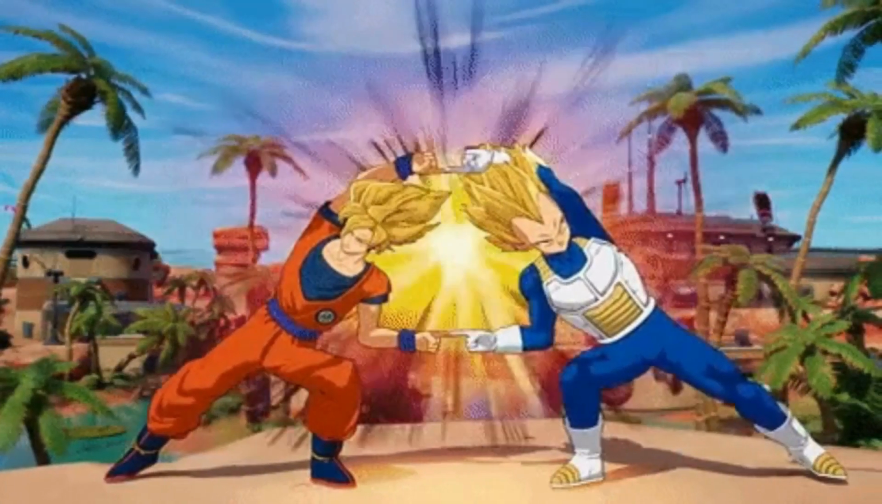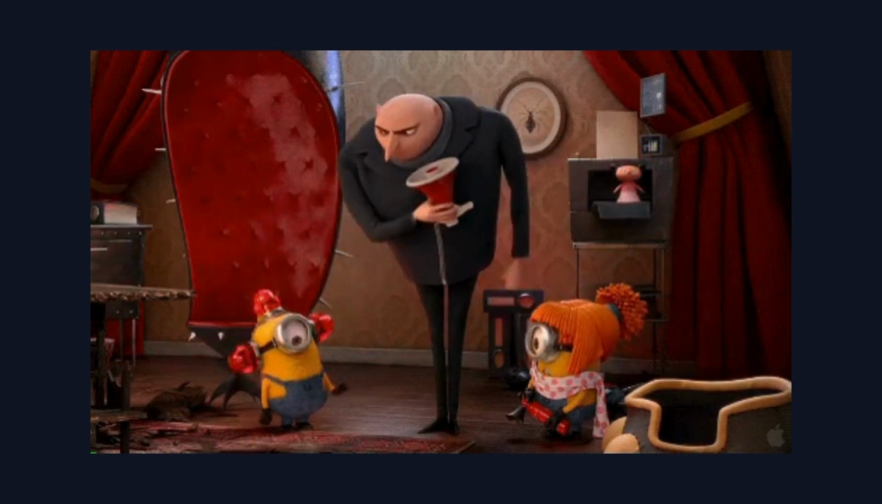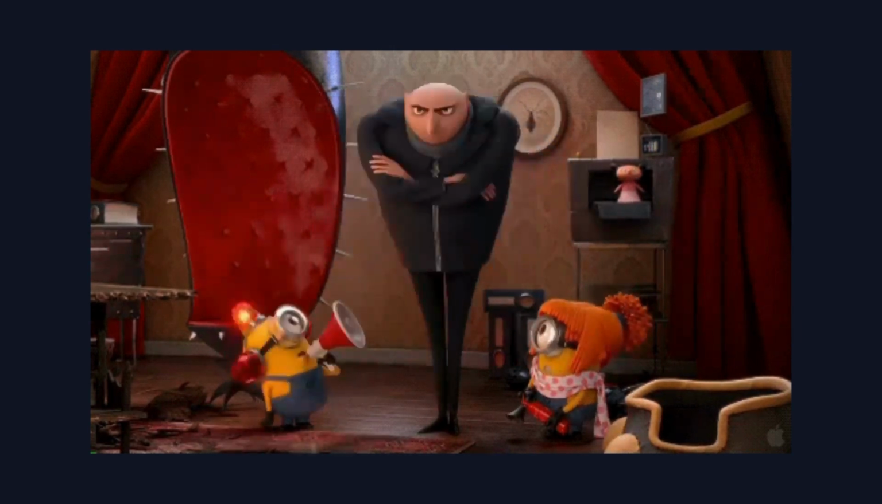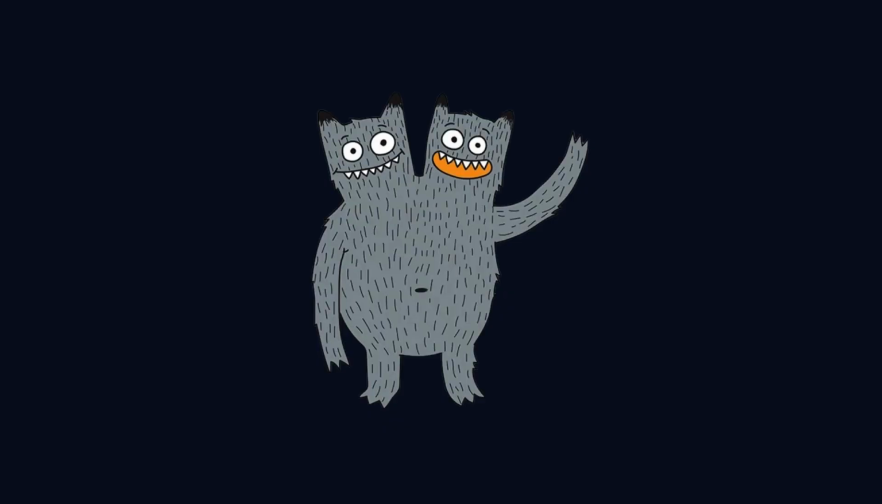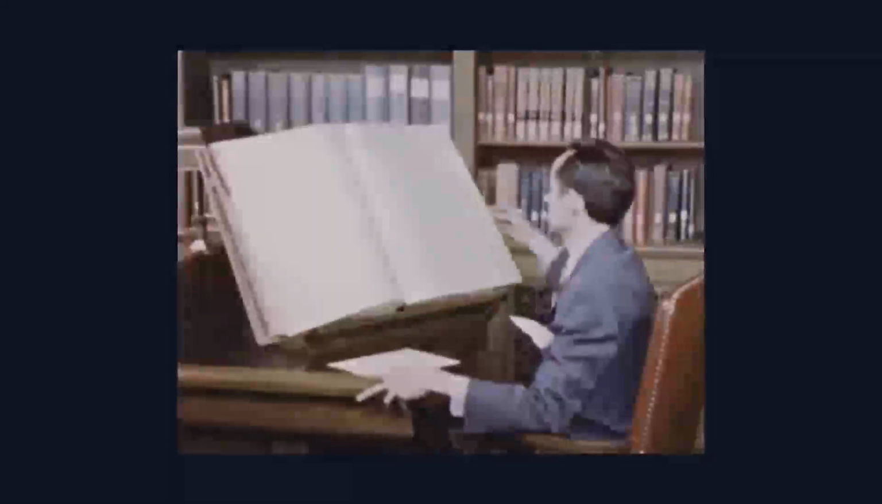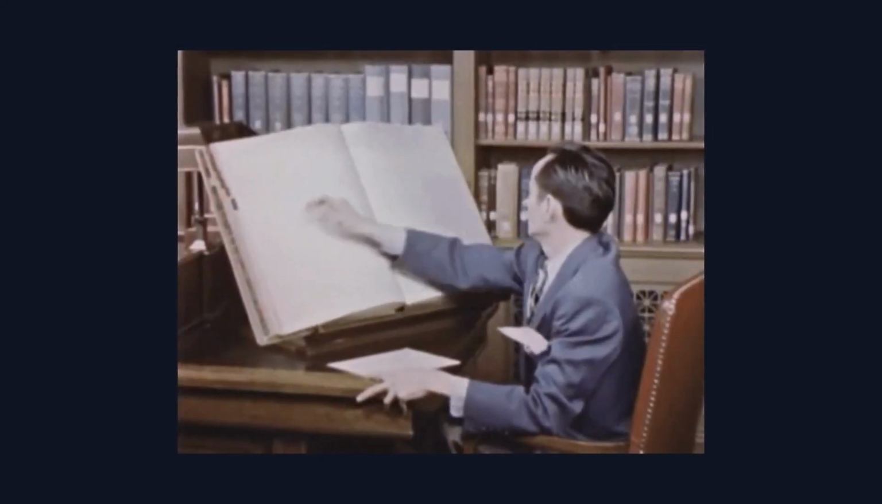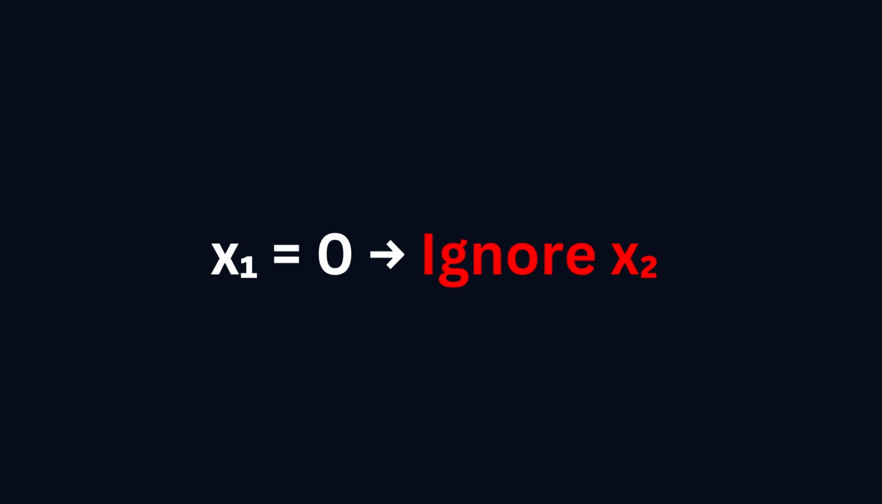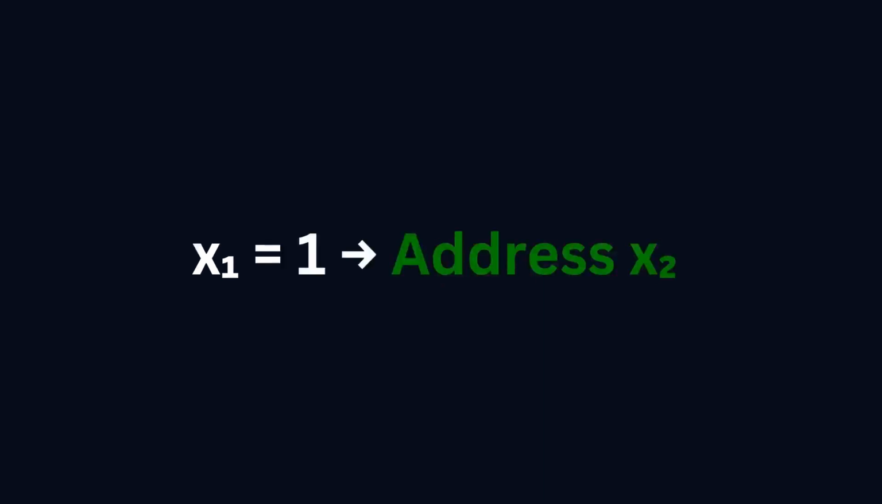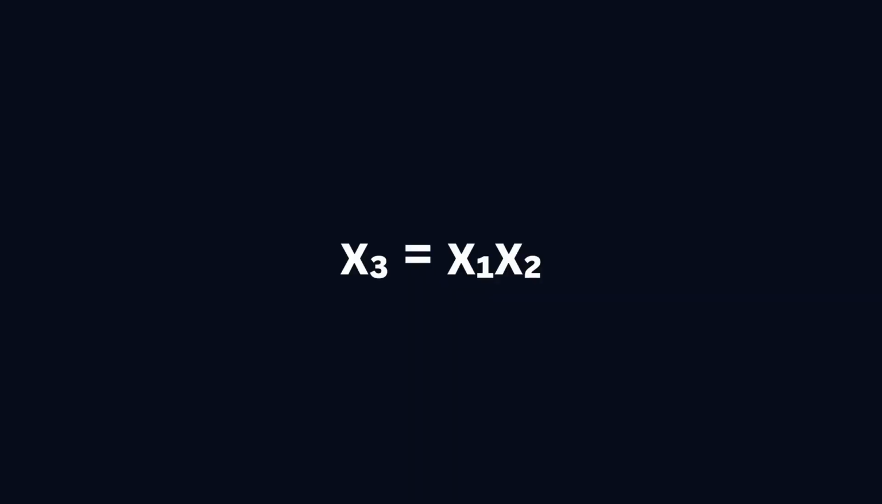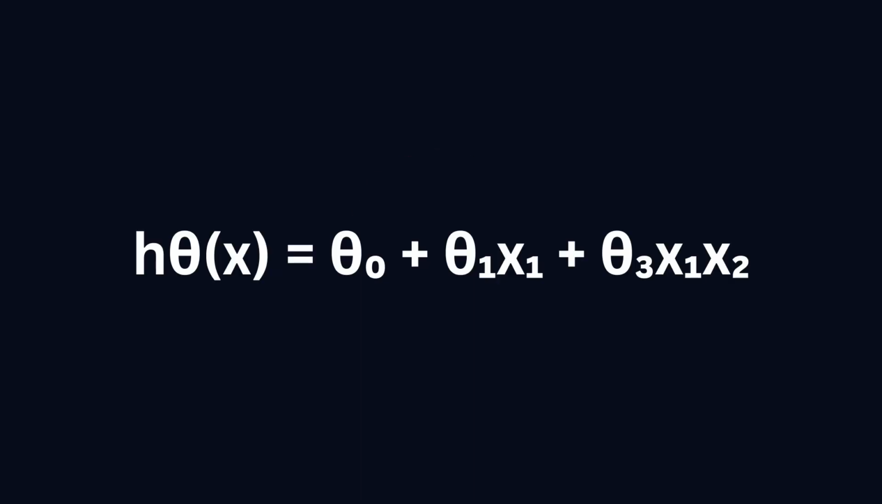One cool thing we can also do is combine features. Sometimes one feature is dependent on another feature. In this case, we can combine them into one. For instance, if we want our hypothesis function to ignore x2 when x1 is 0 and address x2 when x1 is equal to 1, we can introduce a new feature, x3, which is equal to x1 multiplied by x2, and end up with the following hypothesis.